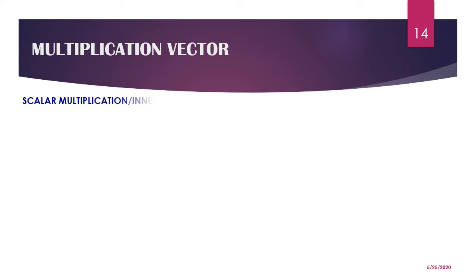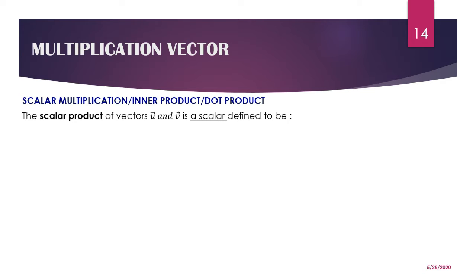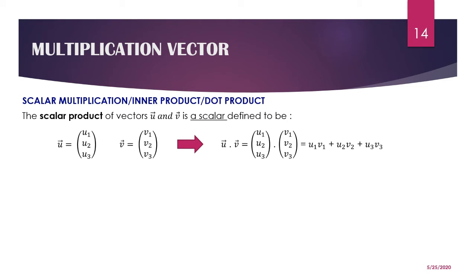Multiplication of vectors. Scalar multiplication, or inner product, or dot product. The scalar product of vectors U and V is a scalar defined to be U times V, or U dot V, equal to U1 V1 plus U2 V2 plus U3 V3. The product is a scalar. Remember, the product is a scalar.